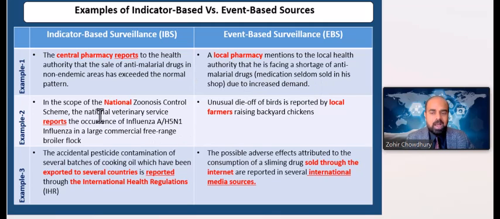Another example, it could be where in the scope of the National Zoonosis Control Scheme, the National Veterinary Service reports the occurrence of influenza A H5N1 in a large commercial free-range broiler flock. And this would be a data source for indicator-based surveillance, like traditional surveillance, and event-based surveillance would capture the data where maybe an unusual die-off of birds is reported by local farmers raising backyard chickens, and this would raise a signal of concern that needs to be investigated and triaged, and so forth.